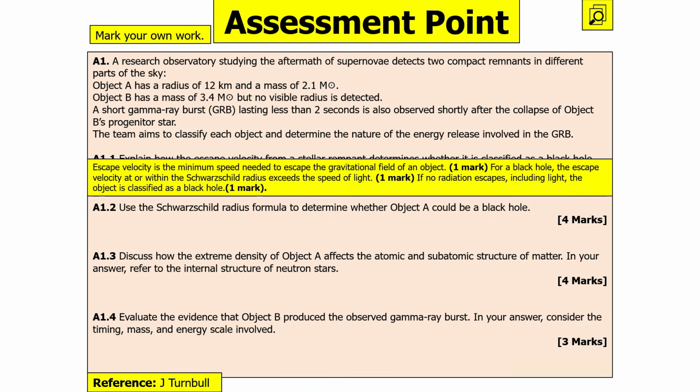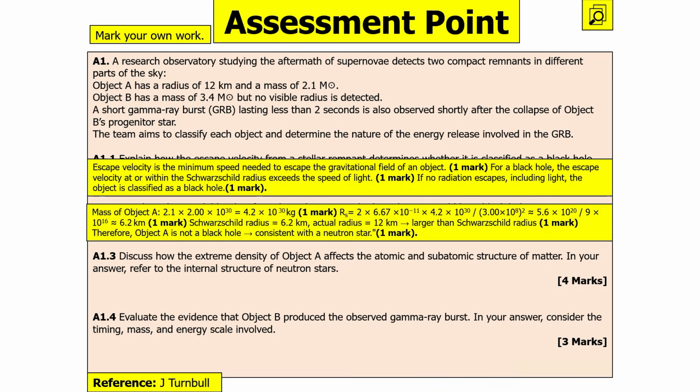Escape velocity is the minimum speed needed to escape the gravitational field of an object. For a black hole, the escape velocity at or within the Schwarzschild radius exceeds the speed of light. If no radiation escapes, including light, the object is a black hole. When we work out the mass of object A by converting our solar masses into kilograms, we can say the Schwarzschild radius is 2GM over c squared, which is 6.2 kilometers.